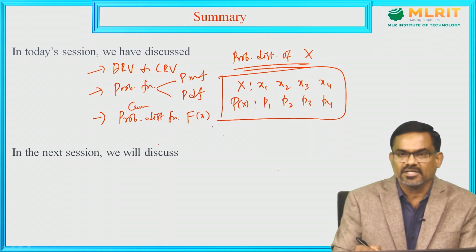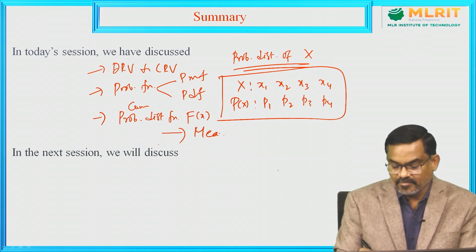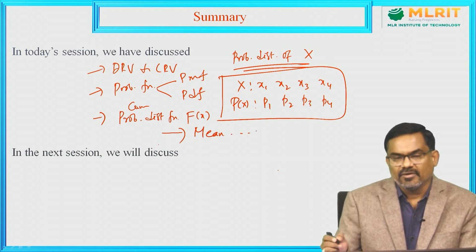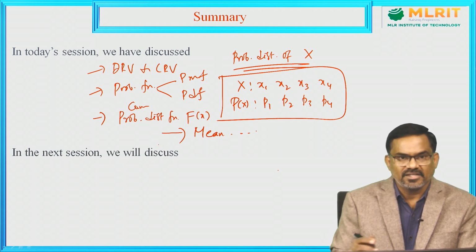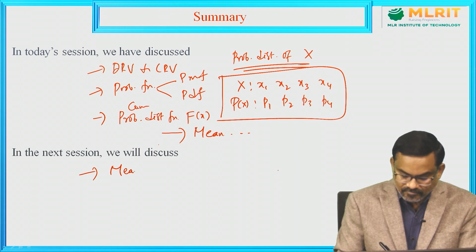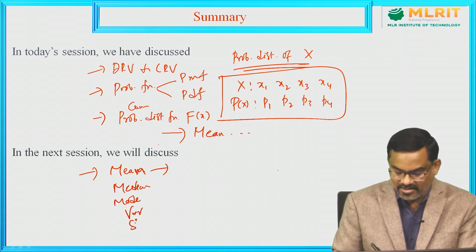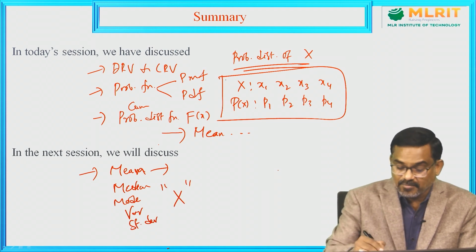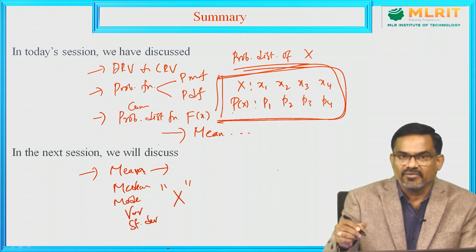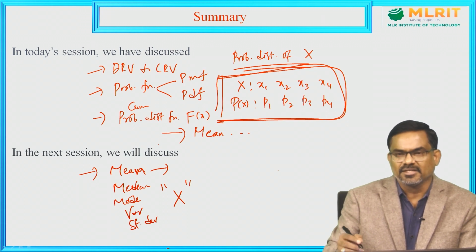And also we have introduced the measures of central tendency: the mean, median, mode, variance, standard deviation, etc. In the next session, we are going to discuss the formulas to find the mean, median, mode, variance and standard deviation of a random variable capital X or the distribution. For example, if we have a probability distribution like this, we can find the mean of the distribution, variance, standard deviation, etc.